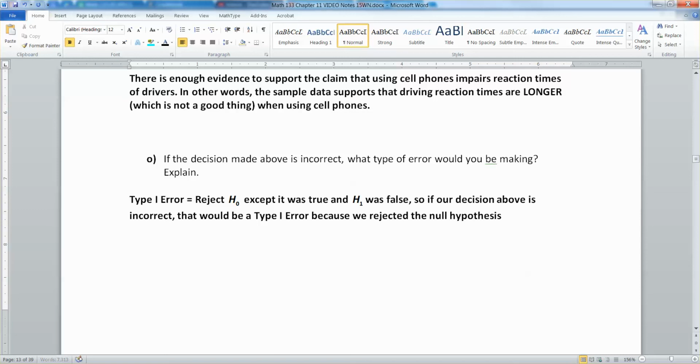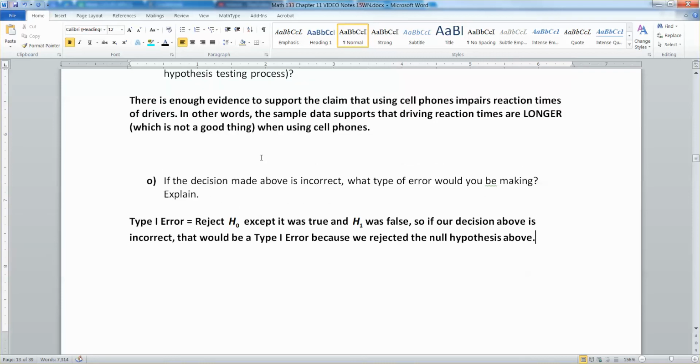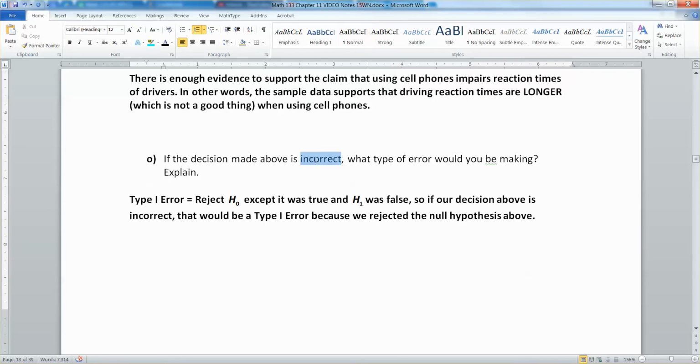We rejected the null hypothesis above due to our small p-value. So since we rejected H0, that means it must be a type 1 error if we were making it incorrect. Now again, there's no guarantee we are making an incorrect decision here, but if it was incorrect, it would be a type 1 error. All right, well, done with that problem. I'll stop right here and I'll pick back up with the next problem, which I believe will use a confidence interval.